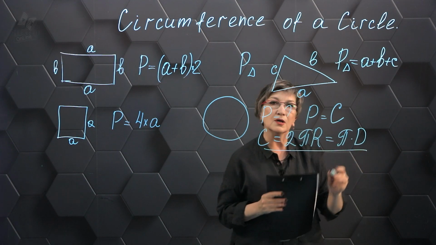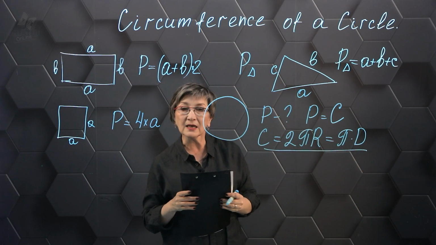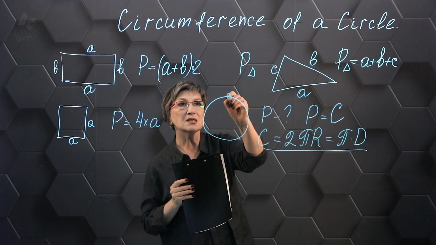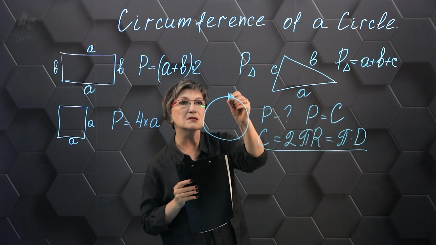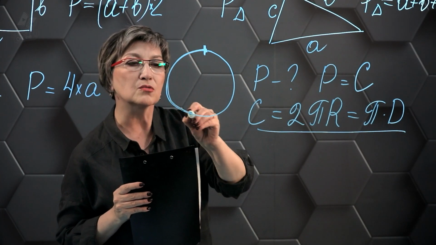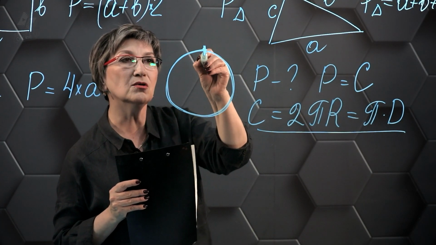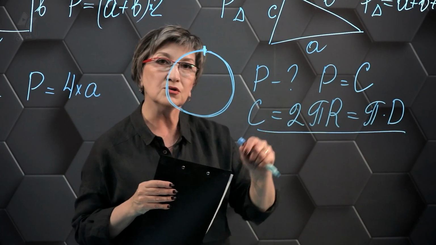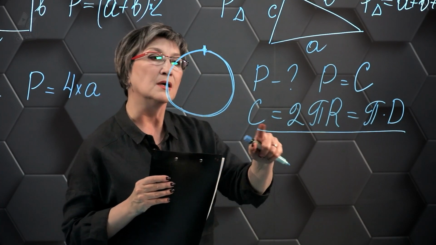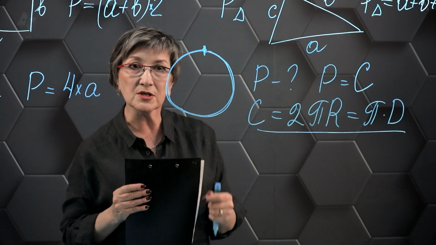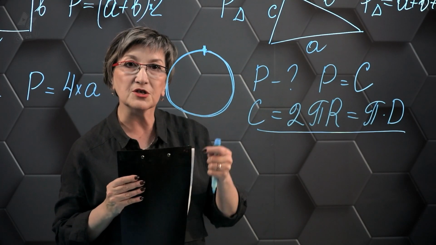This is the formula we use when we need to find the length of a circle. If I take this circle here, I'm going to cut it, stretch it out and measure it. That will be the length of the circle. But for a circle, there is a formula that we use in order to calculate the length of the circle.